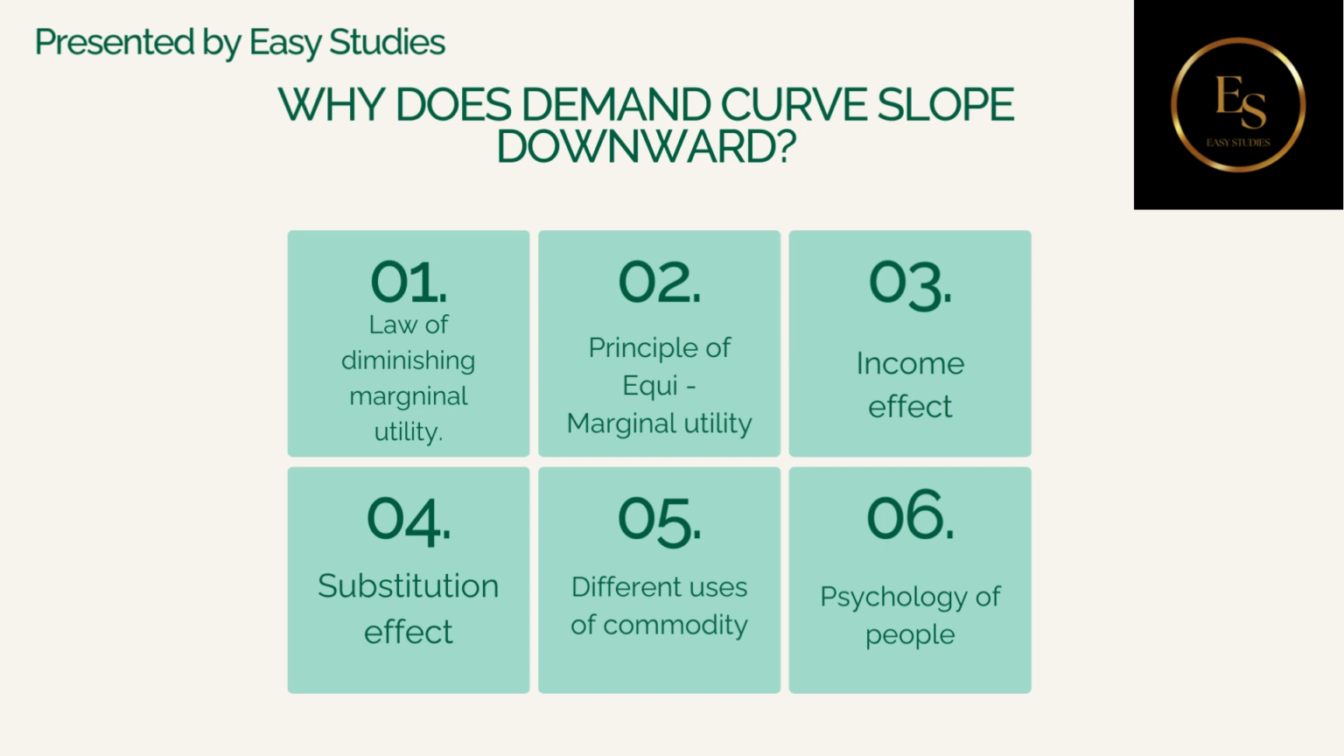5. Different uses of a commodity. If the price of the commodity is high, its use will be restricted only to important purposes. For example, if the price of chili is high, it is used only for cooking. When it is cheaper, it will be used for preparing pickle. 6. Psychology of people. Psychologically, people buy more of a commodity when its price falls. In other words, it can be termed as price effect.